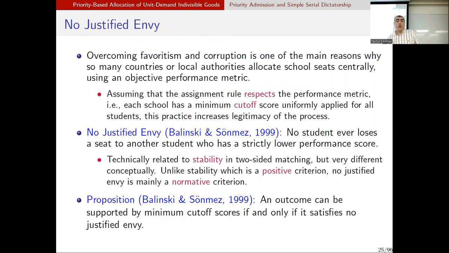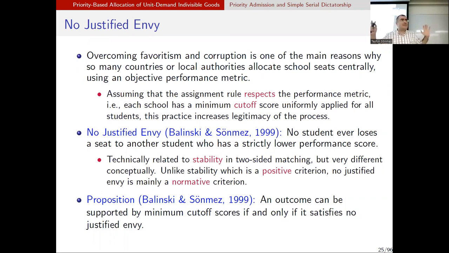Now, overcoming favoritism and corruption is one of the main reasons why so many countries or local authorities allocate school seats centrally using an objective performance metric. Assuming that the assignment rule respects the performance metric, i.e. each school has a minimum cutoff score uniformly applied for all students, this practice increases the legitimacy of the process. Okay, so this naturally led to the following axiom. Remember, I was trained in a very axiomatic way.